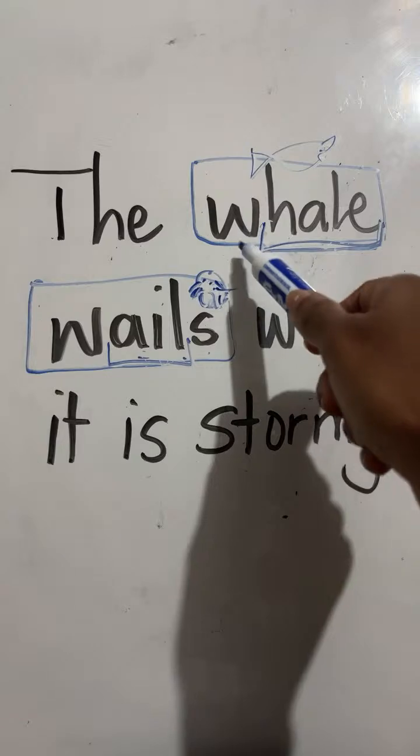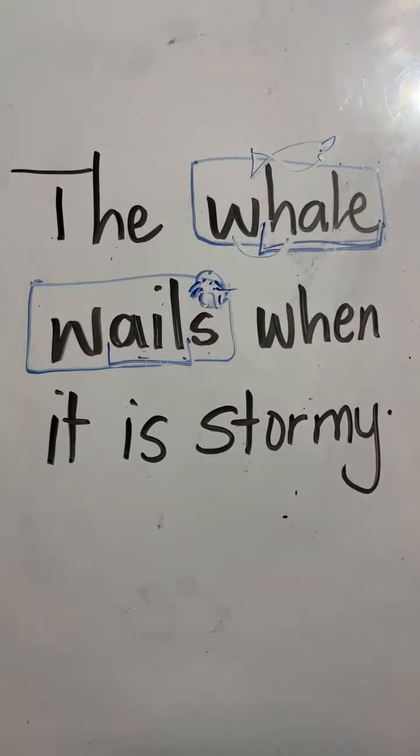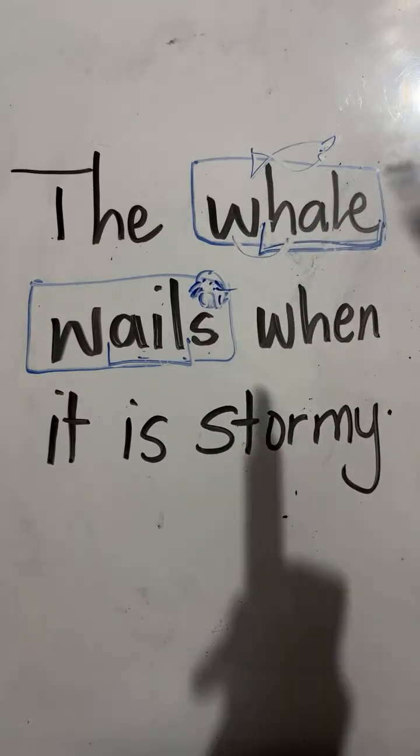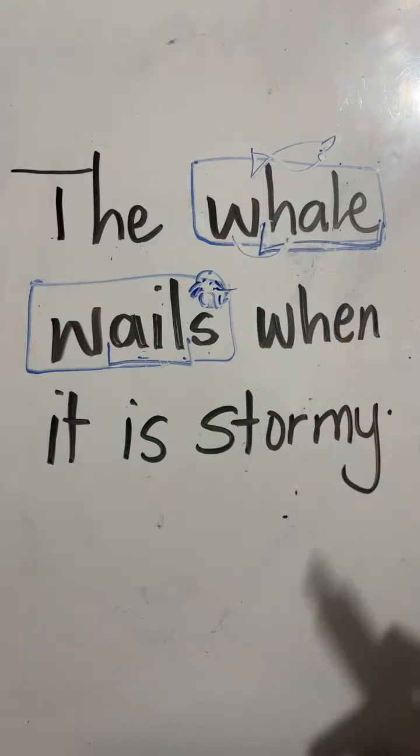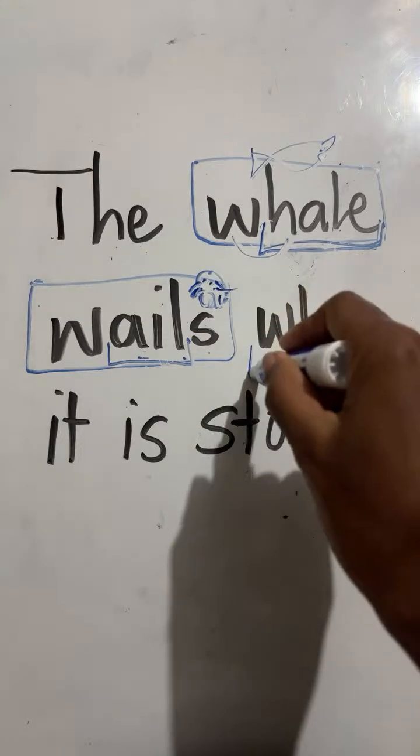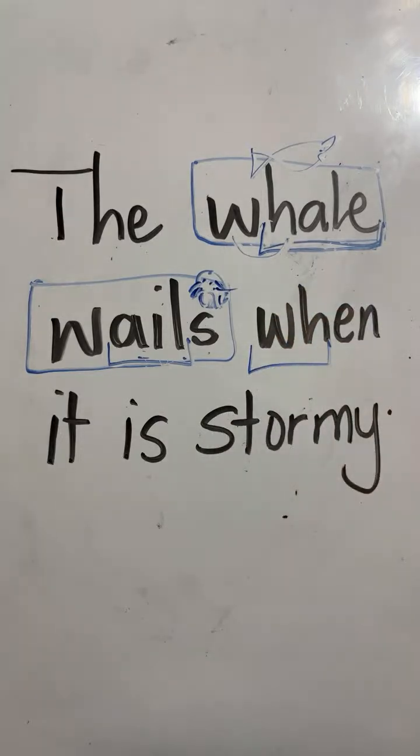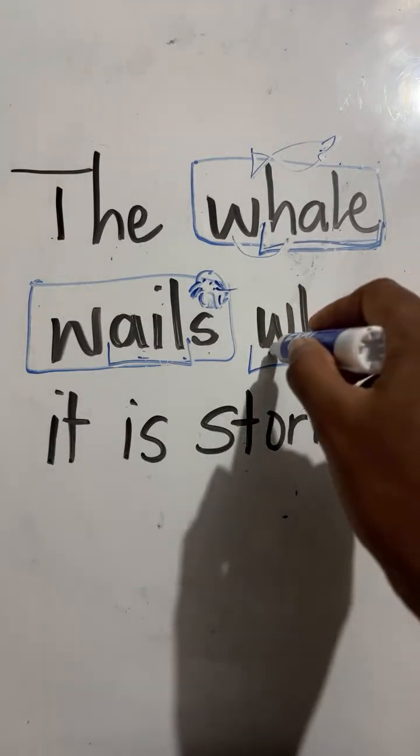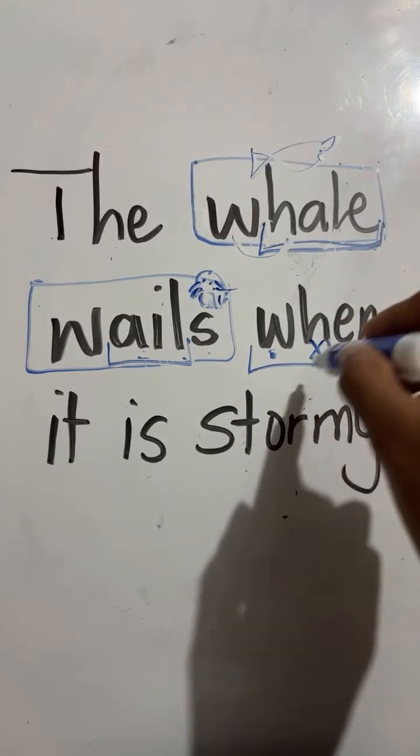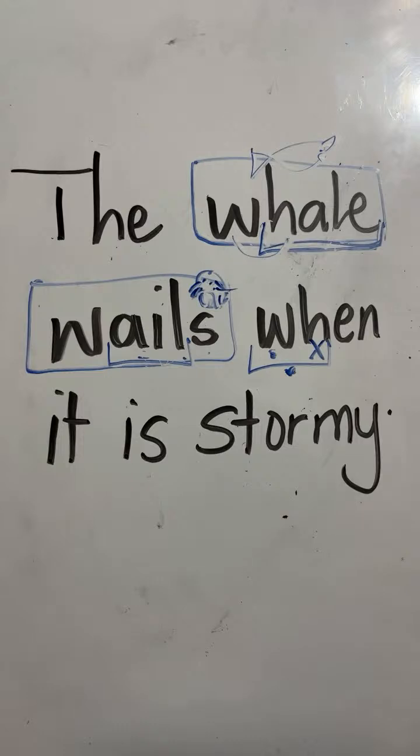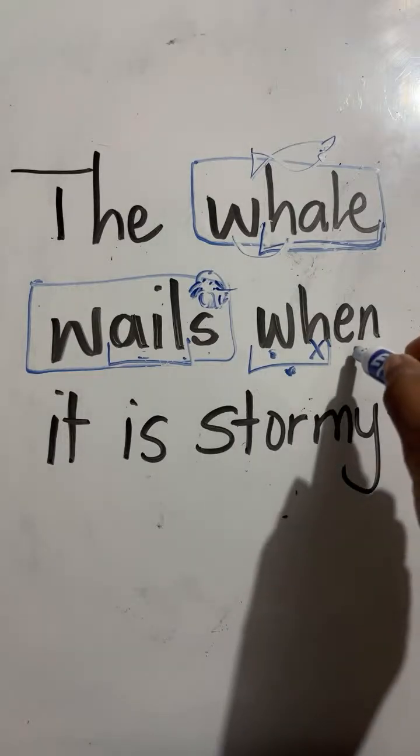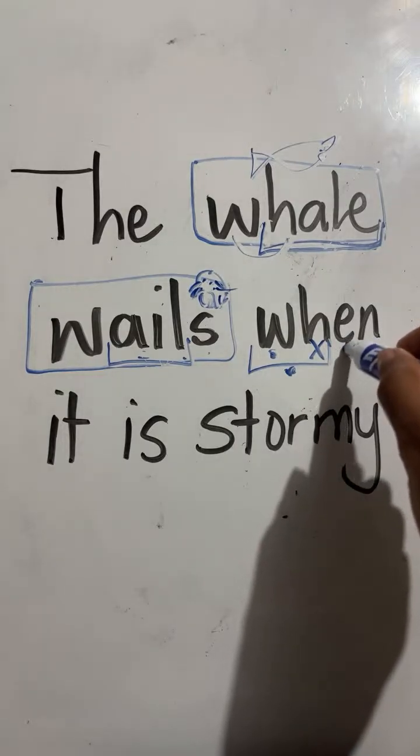We already learned that WH can say w, like in whale, we hear the W and the H is silent. This is also the same in this word. So the W makes the sound, the H stays silent. Together, we hear w. When the W and H are together, we hear w only one time.